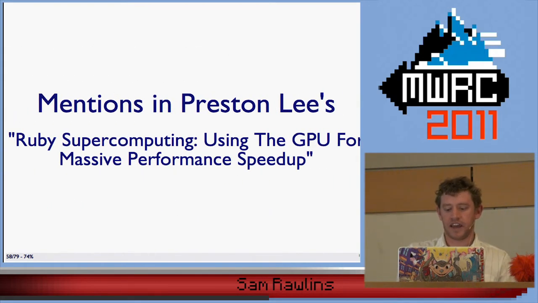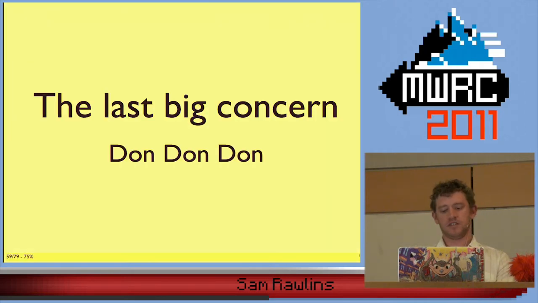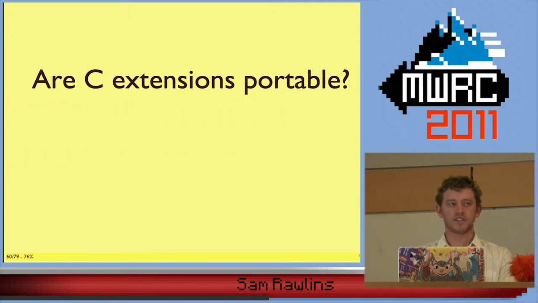Okay, and then just today, I had this like 10 minutes ago, mentions in Preston Lee's talk earlier about Ruby supercomputing on the GPU. There's a lot of C code in there, and I'm kind of excited, I'm going to look into that. So the last big concern is, are C extensions portable?